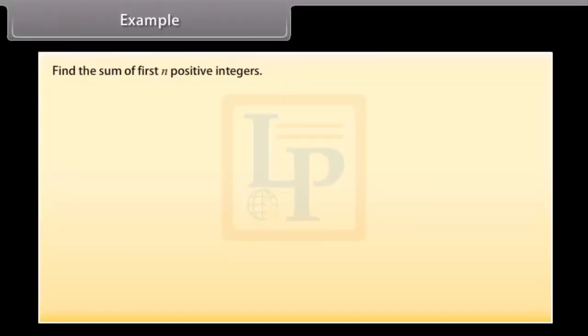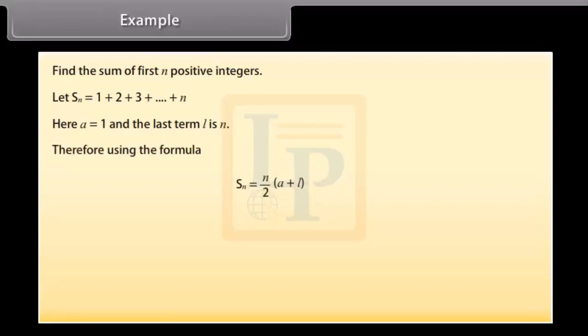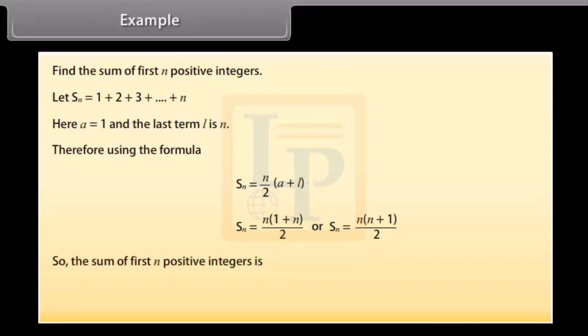Find the sum of first n positive integers. Let Sn is equal to 1 plus 2 plus 3 plus so on plus n. We can see that here a is equal to 1 and the last term l is n. Therefore, using the formula Sn is equal to n upon 2 into (a plus l), we get Sn is equal to n into (1 plus n) whole upon 2, or Sn is equal to n into (n plus 1) whole upon 2. So the sum of first n positive integers is Sn is equal to n into (n plus 1) whole upon 2.